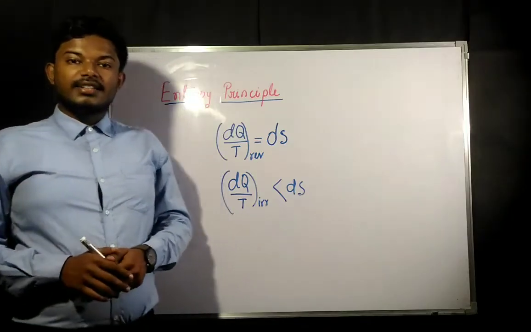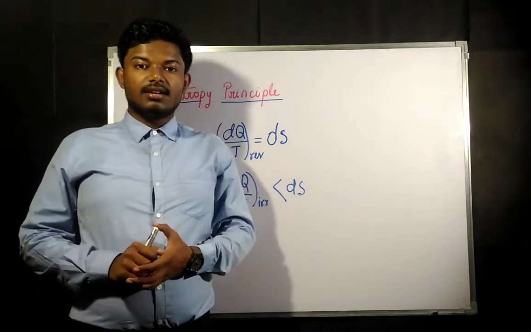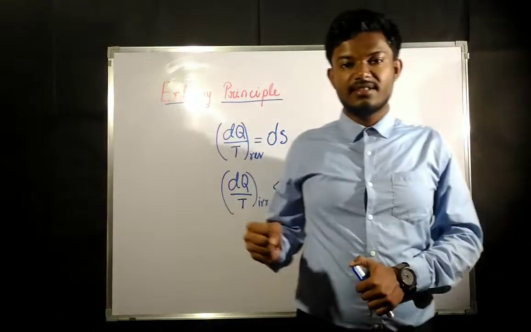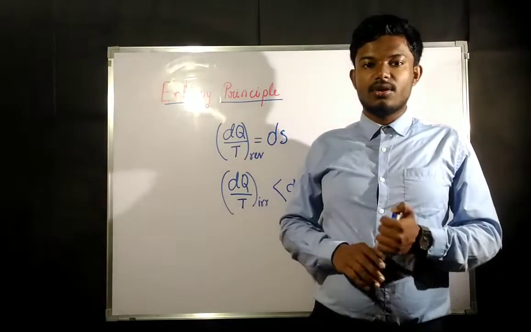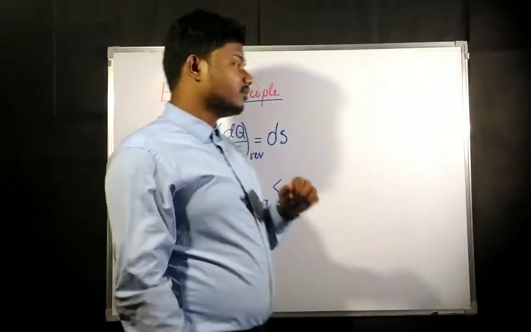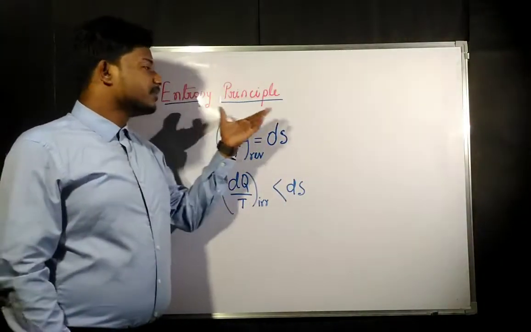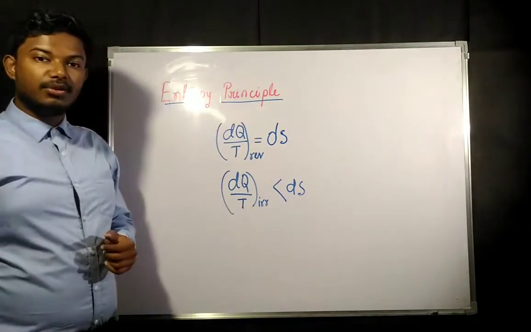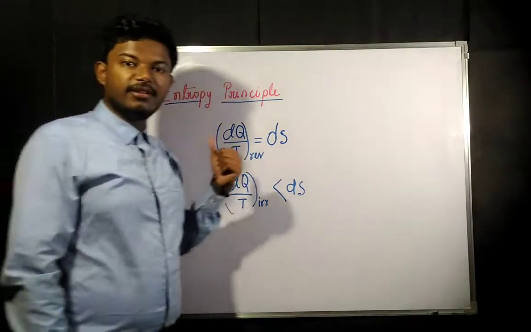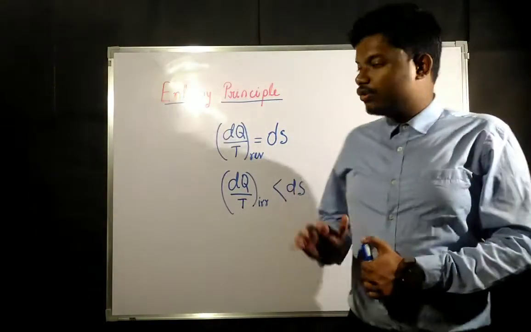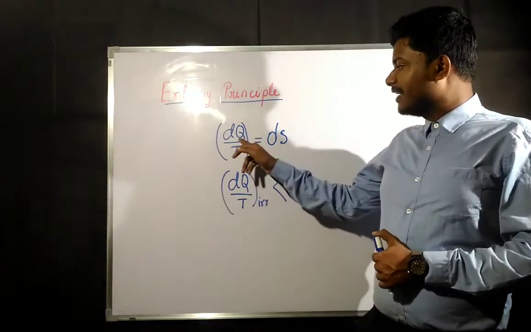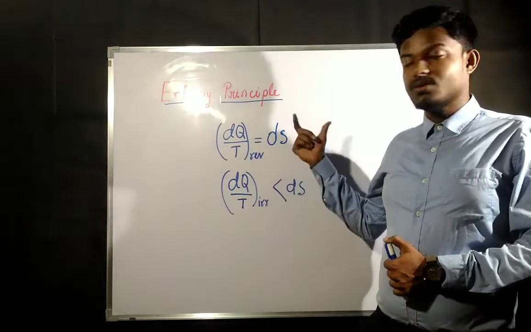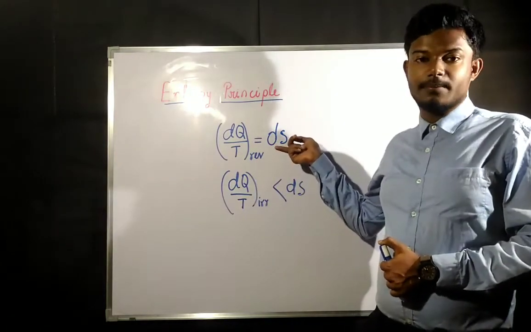Okay, in the last lectures we have seen all the concepts of entropy in terms of reversible and irreversible processes. Now we are going to read about the entropy principle. For understanding the entropy principle we need some recapitulation of the last class. In the last class we saw that the dq by T term, for a reversible process, was considered as a change of entropy.